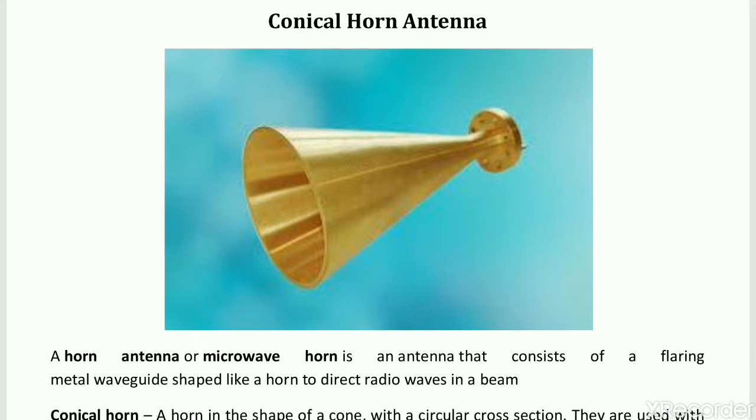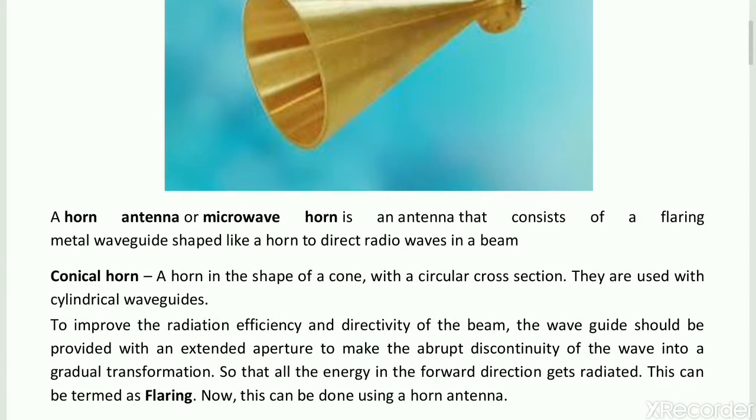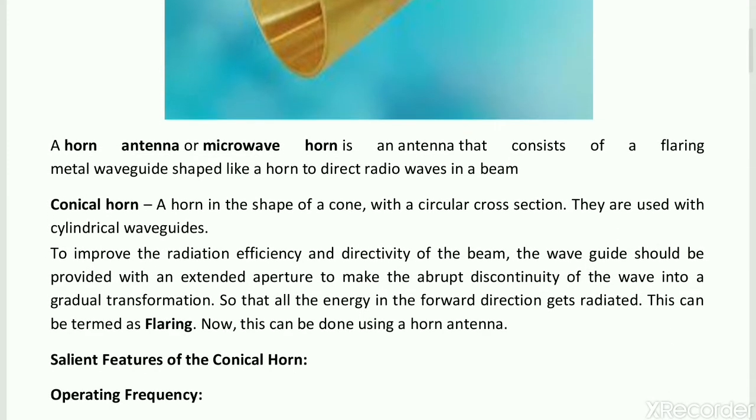Now we will see some basic description of the conical horn antenna. As we see, a horn antenna or microwave antenna, a microwave horn, is an antenna that consists of a flaring metal waveguide shaped like a horn to direct radio waves in a beam. So, what is a conical horn? A horn in the shape of a cone with a circular cross section. They are used with cylindrical waveguides.